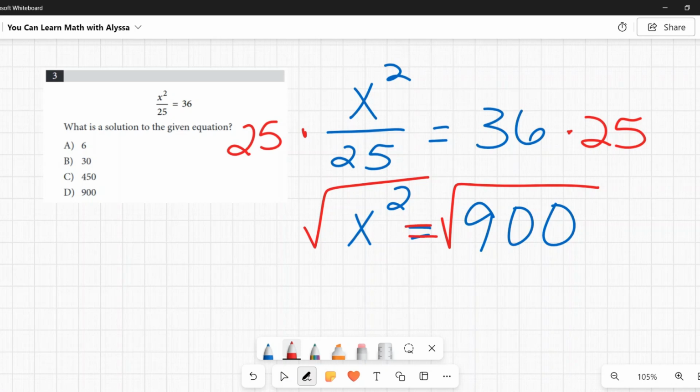Then x was squared, so to undo that I need to take the square root, and I need to do that to both sides so it stays nice and balanced and equal. The square root of x squared is just x. Let's put that in blue to be consistent. There we go. And the square root of 900 is either positive or negative 30.